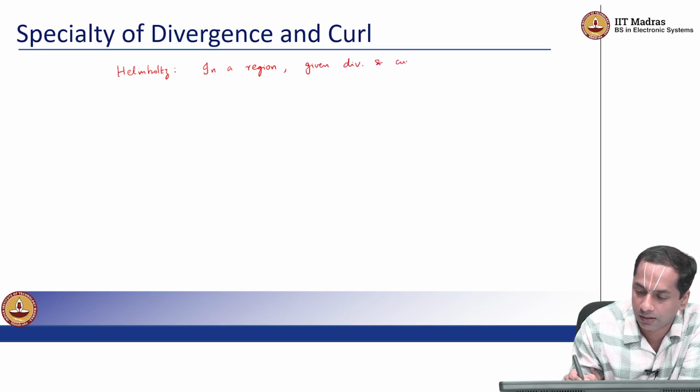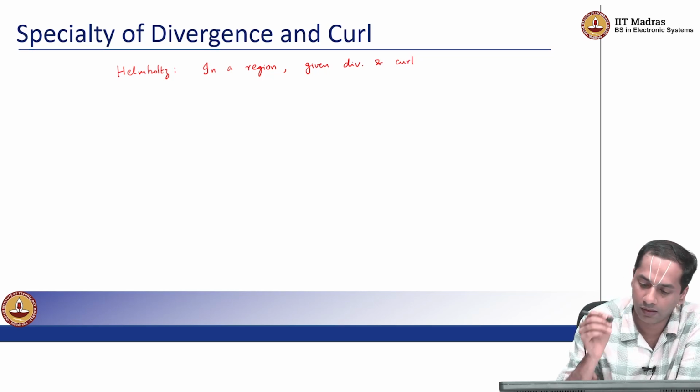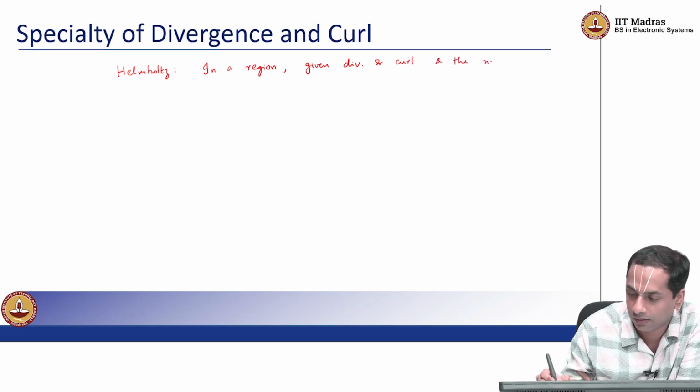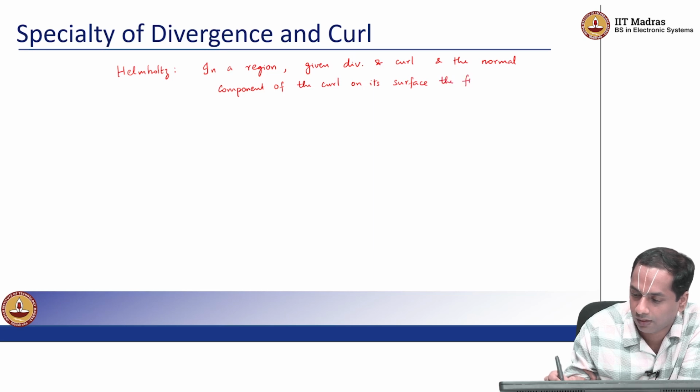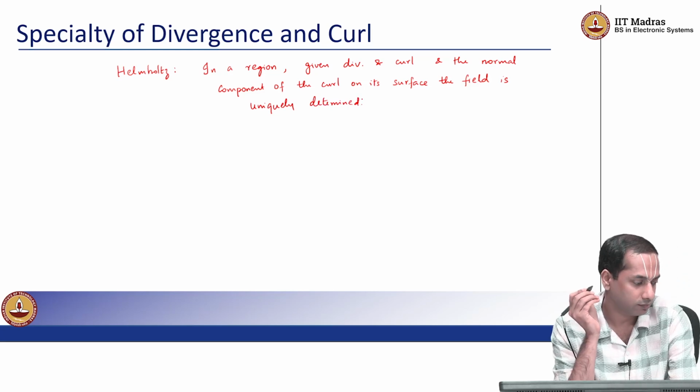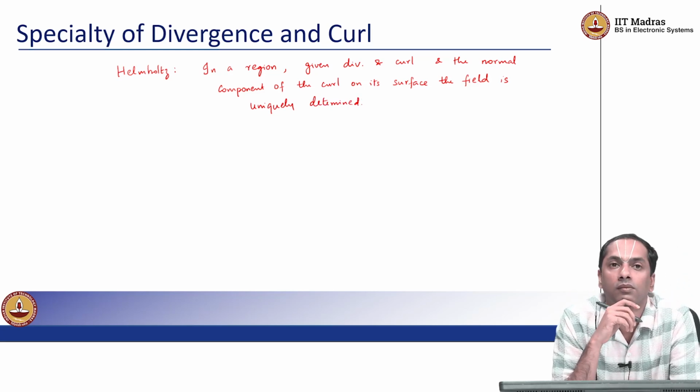So, given the divergence and curl and the normal component of the curl on its surface, the field is uniquely determined.